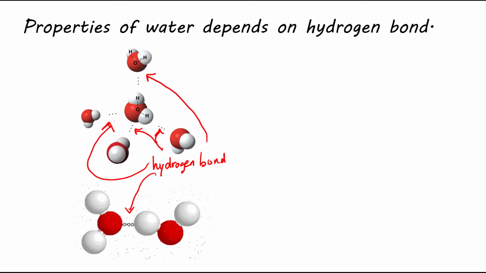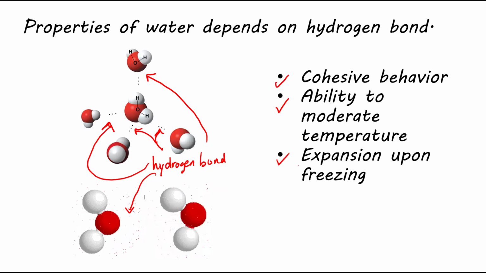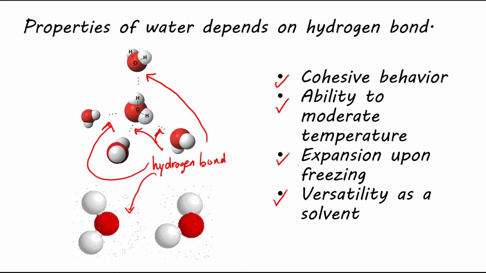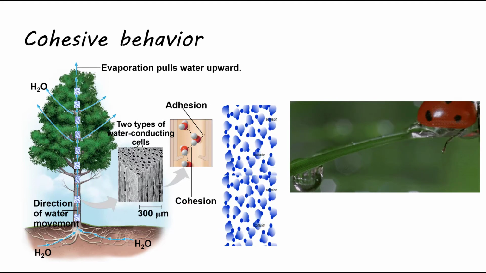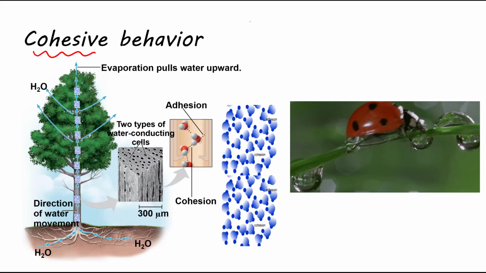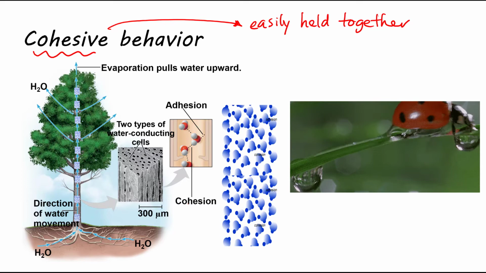Here, we will talk about how the four properties of water, namely cohesive behavior, ability to moderate temperature, expansion upon freezing, and versatility as a solvent, can emerge because of hydrogen bonds. Because a water molecule is always attracted to another water molecule by hydrogen bonds, water molecules are more structured than any other liquids. This makes water molecules very cohesive, or easily held together, which you can see from the video.